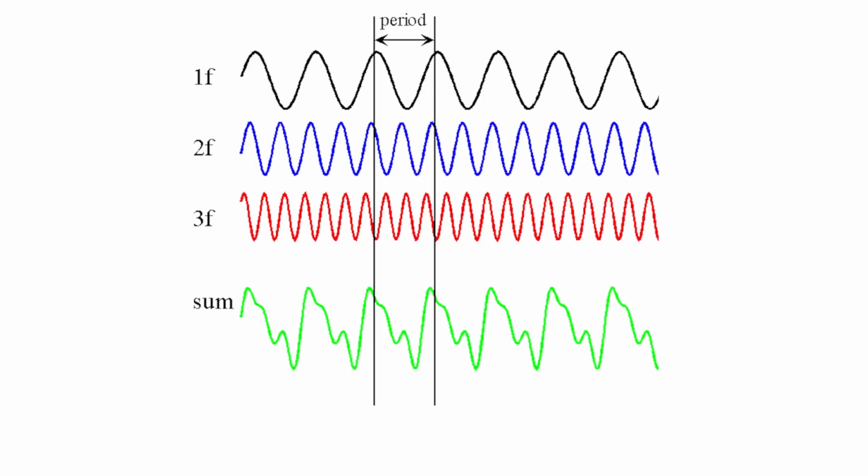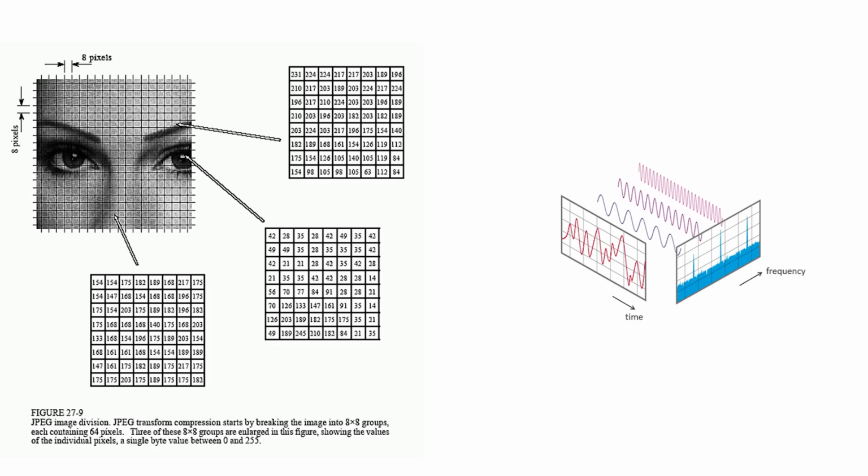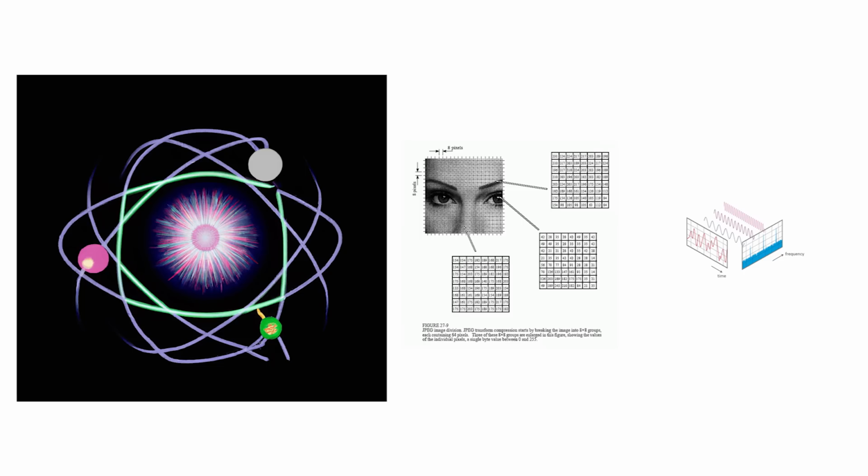The Fourier transform is used in many fields: audio and speech processing, image and video compression like JPEG and MP3, analyzing vibrations and oscillations, and quantum mechanics and quantum computing.